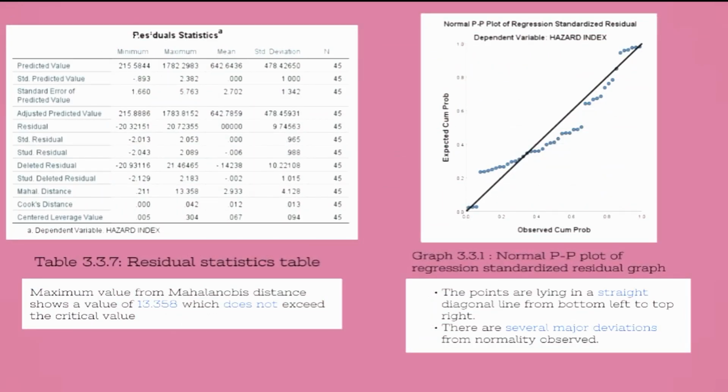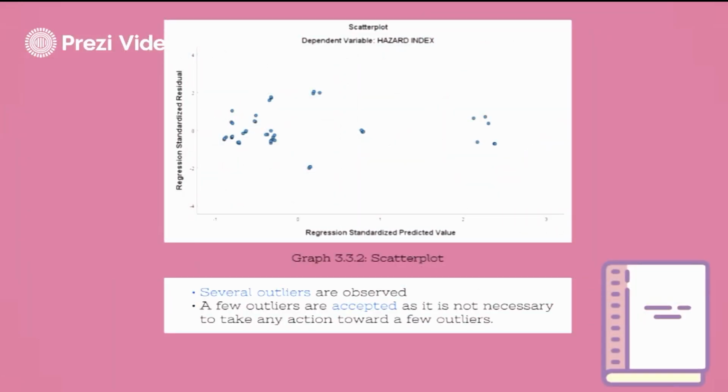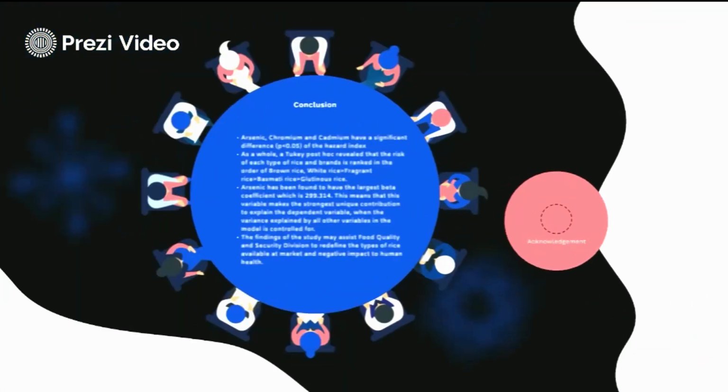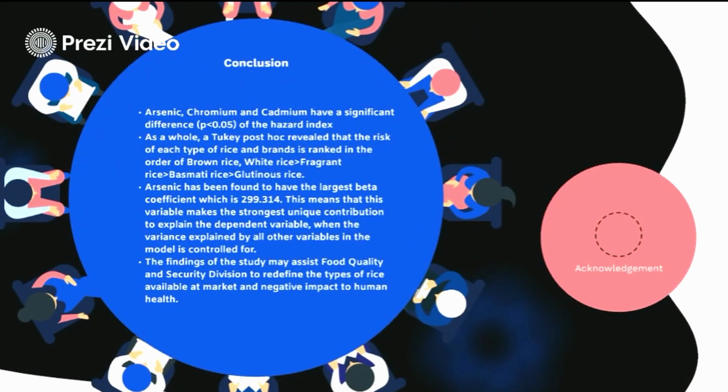Besides, from the normal probability plot, the points lie in a reasonably straight diagonal line from bottom left to top right. This suggests that there are no major deviations from normality. In addition, outliers can also be checked by inspecting Mahalanobis distances. The maximum value from the Mahalanobis distance shows a value of 13.358, which does not exceed the critical value. The presence of outliers can also be detected from the scatterplot. Several outliers are observed. A few outliers are accepted, as it is not necessary to take any action towards a few outliers. As a conclusion, from the hazard index, arsenic, chromium, and cadmium have a significant difference.